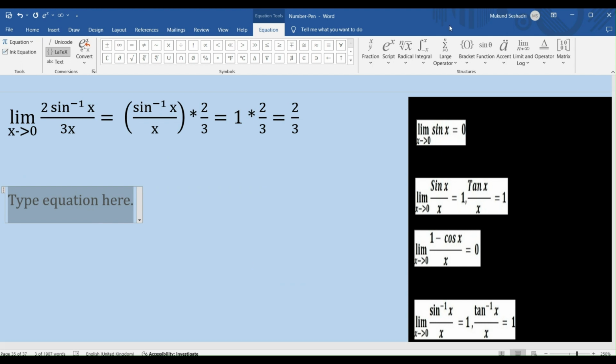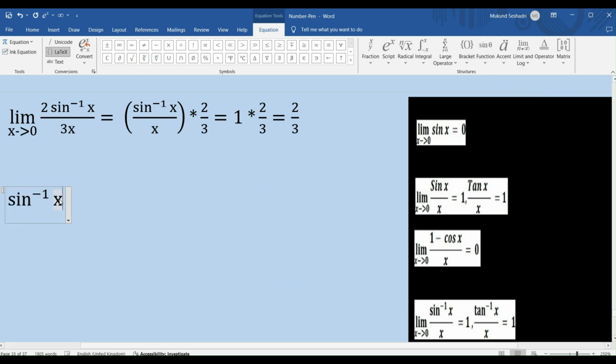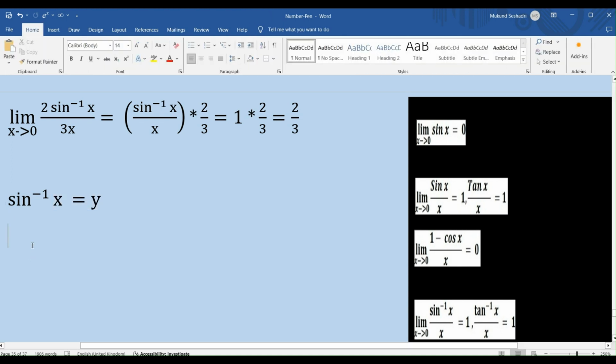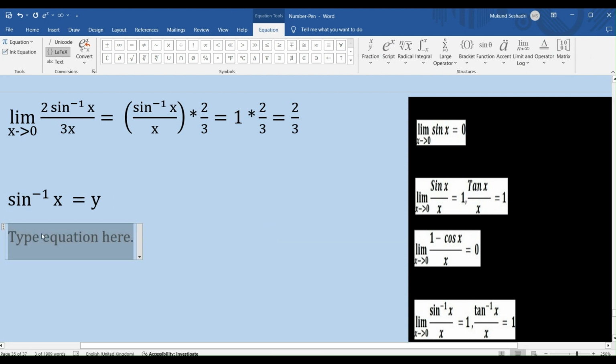So, you assume sine inverse of x equals y, right? And what does that mean? As x tends to 0, y will also tend to 0. And what does this mean? Sine inverse of x equals y also means sine of y equals x, right? Sine of y equals x, right?